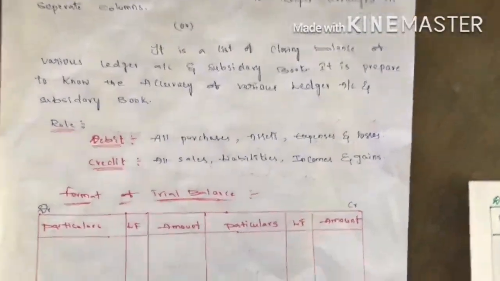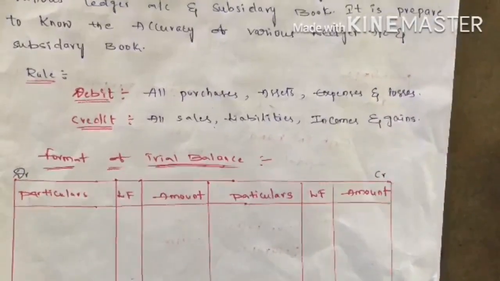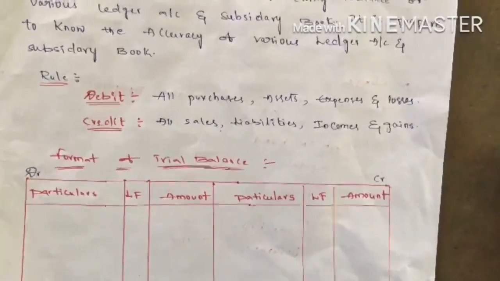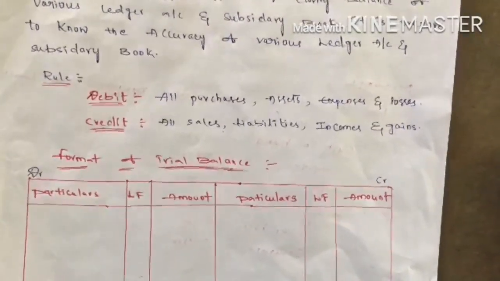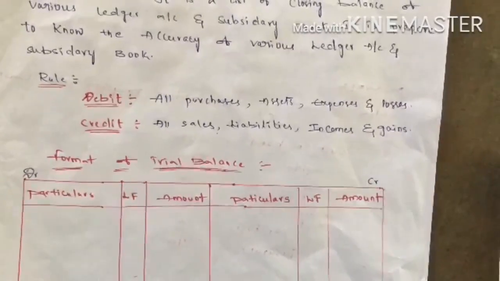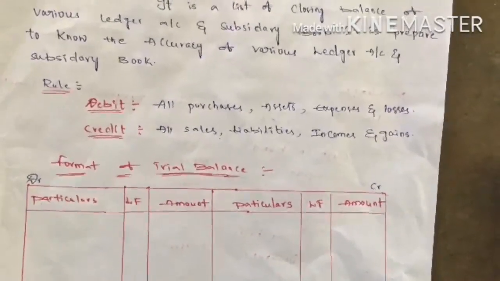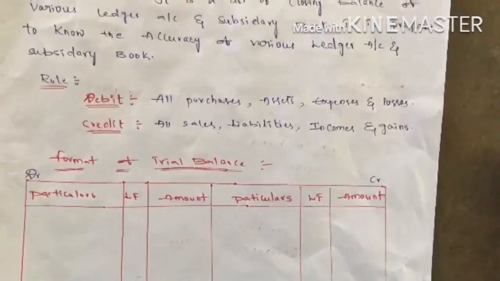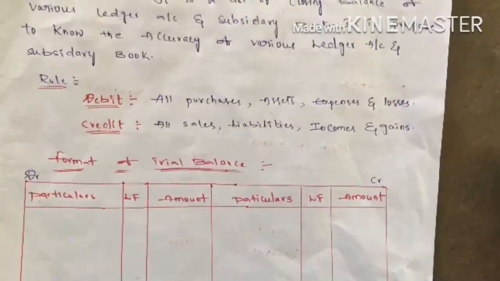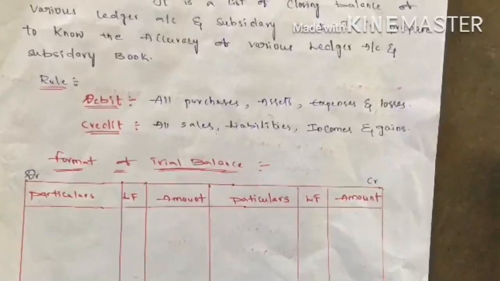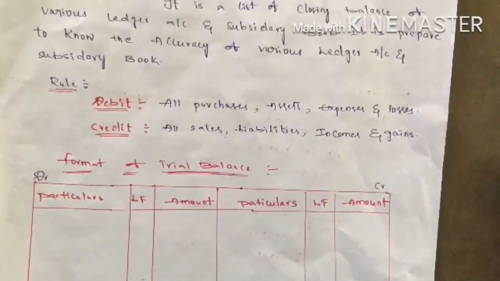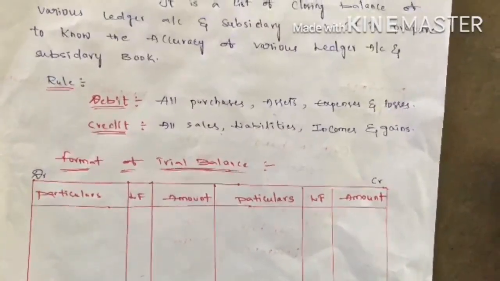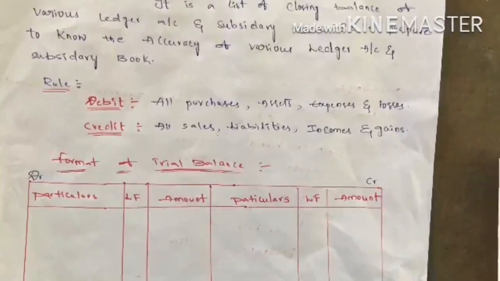So now we can see the rule of trial balance. Debit all purchases, assets, expenses and losses. Credit all sales, liabilities, incomes and gains. So using this, you can prepare the trial balance in the given data. In the debit column, all purchases. In the given problem, which one is the asset, which one is the expense, which one is the loss and which one is the purchase, we should know and remember this. Without these debit rules and credit rules, we can't prepare the trial balance.